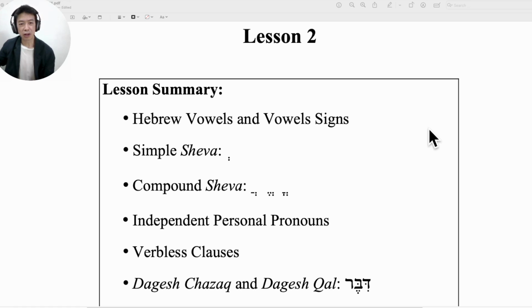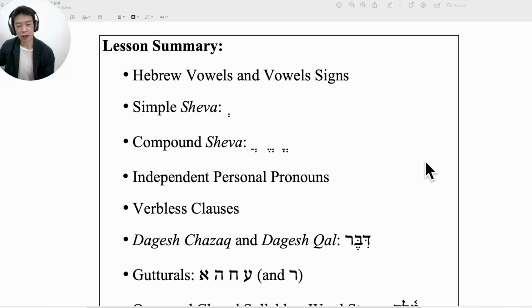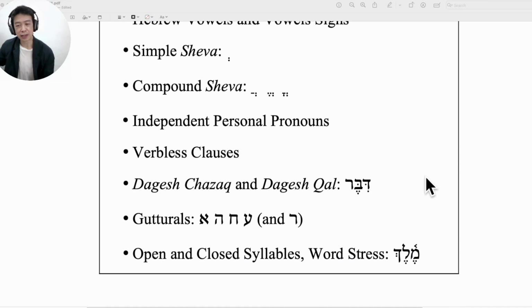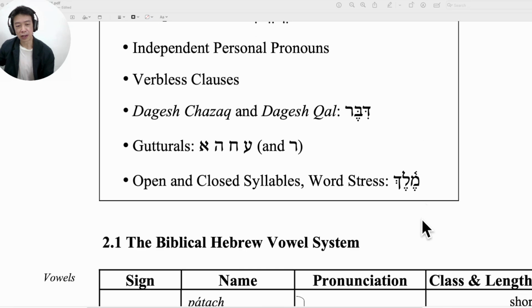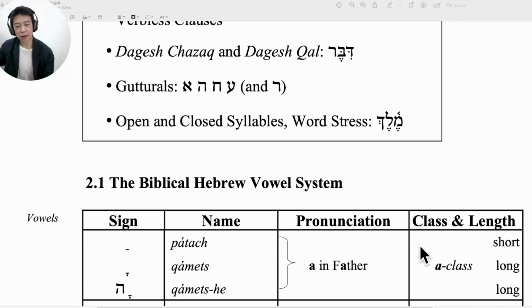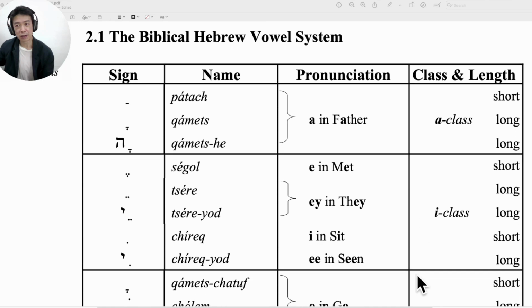In this lesson, we're going to take a look at Hebrew vowels and vowel signs, the simple Sheva, the compound Sheva, independent personal pronouns, verbless clauses, the Dagesh Hazak and Dagesh Kal, as well as some gutturals. And we'll also take a look at open-closed syllables and word stress. So, in the biblical Hebrew vowel system, we have different vowel symbols that represent different sounds. Let's take a look at each one.